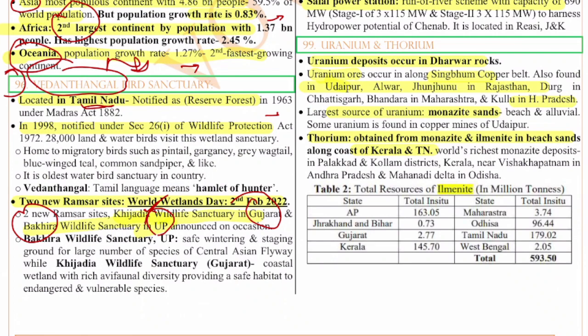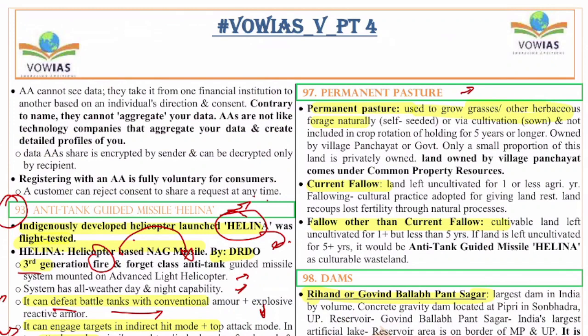So this Bakhira Wildlife Sanctuary in UP is a safe wintering and staging ground for a large number of species of the Central Asian Flyway, while Khijadiya in Gujarat is a coastal wetland with rich alluvium and rich avifaunal density, providing a safe habitat to endangered and vulnerable species. As we all know, Ramsar sites are wetlands of heavy importance. Bakhira in UP and Khijadiya in Gujarat are the two new Ramsar sites. Next, the permanent pasture. The permanent pasture is used to grow grasses and other herbaceous forage naturally or via cultivation.